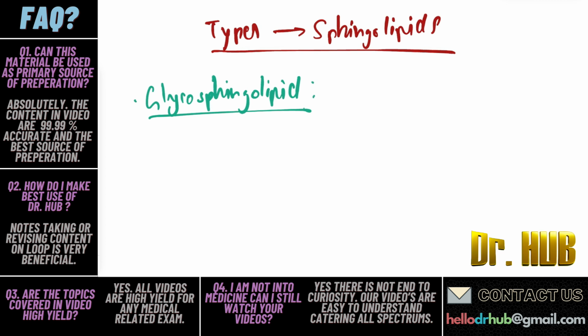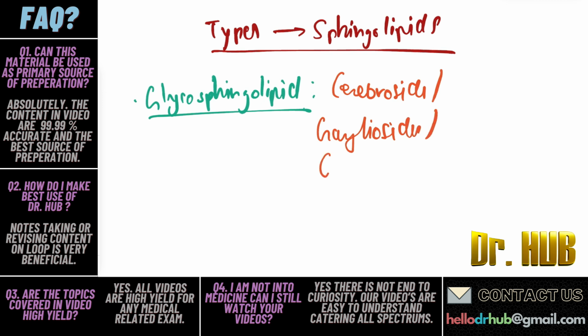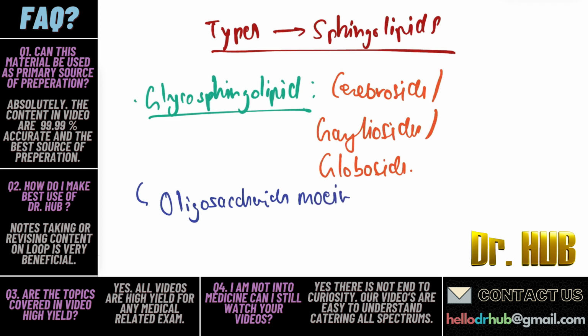So in the glycosphingolipids, there are the cerebrosides, the gangliosides, as well as the globosides. Next, it also includes the oligosaccharides. This oligosaccharide moiety is attached to the ceramide unit.